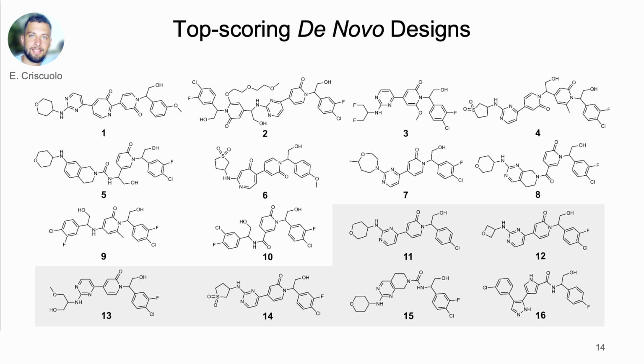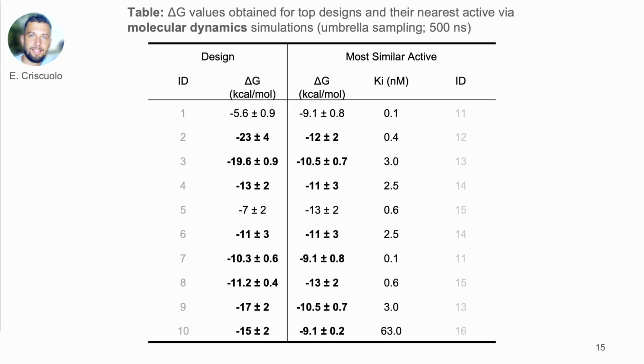So we get top 10 designs from our model. So here, the molecules that you see from 1 to 10 are designed molecules, they're de novo designed. And molecules that you see from 11 to 16, they are nearest training actives to those designs. So we also keep them as like a sanity check. And then we run extensive molecular dynamic simulations on those designs. And we compute delta G of the protein ligand interaction.